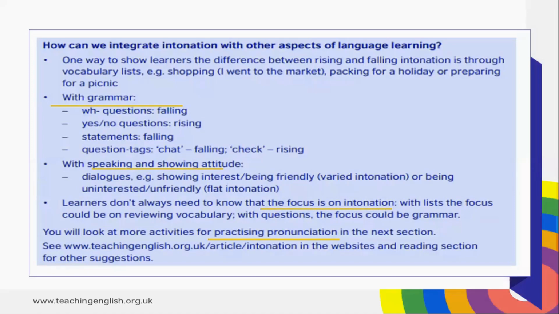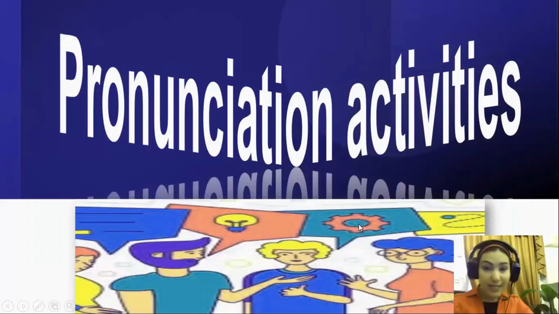In dialogues, we can practice intonation through asking the students to show interest or to be friendly while they are talking. And they can play the vice versa to show that they are not interested or they are unfriendly. Also, we can practice intonation through lists of words, as we said, oranges, bananas, and pineapple. And if we're after the grammatical points, we would focus on the key verbs. Okay.